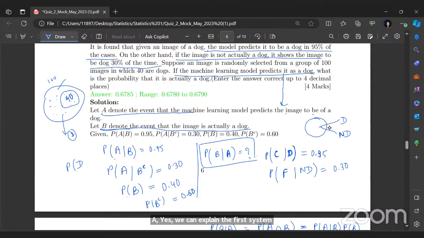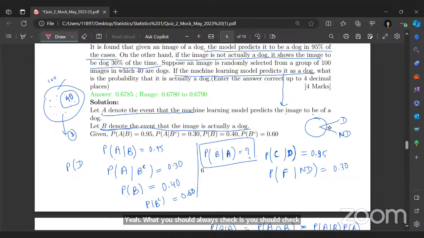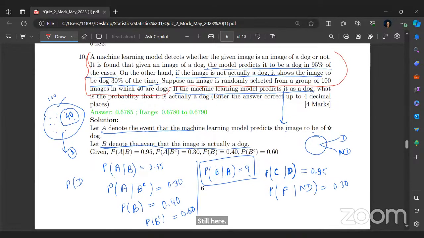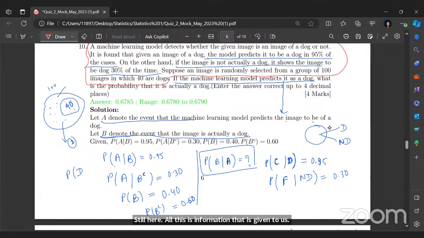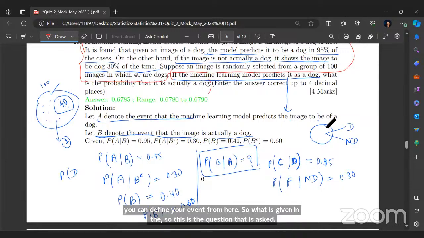What you should always check is what the question is asking. So from here till here, all this is information that is given to us. But if you look at the question, it says, if the machine learning model predicts it as a dog, what is the probability that it is actually a dog? So you can define your event from here. This is the question that is asked. Now from here, you can define what is given to you and what you have to find out.